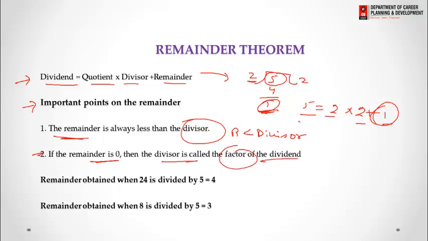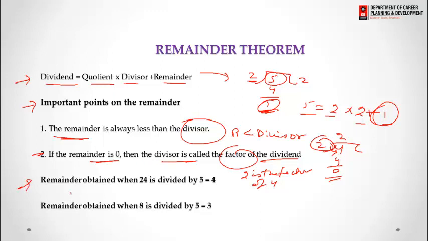Say we divide 4 by 2, then 2 times 2 is 4, and we have remainder 0, so 2 is one of the factors of the value 4. Hence we can say 2 is a factor of 4. Whenever the remainder is 0, the divisor is said to be a factor of the dividend.